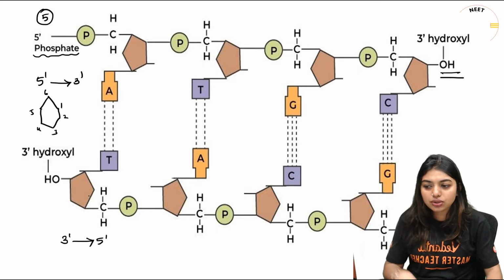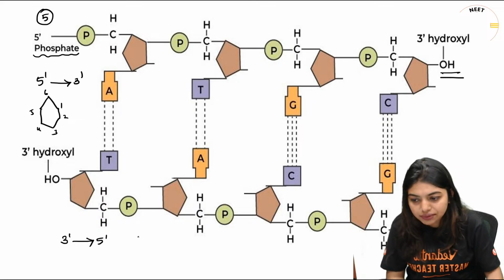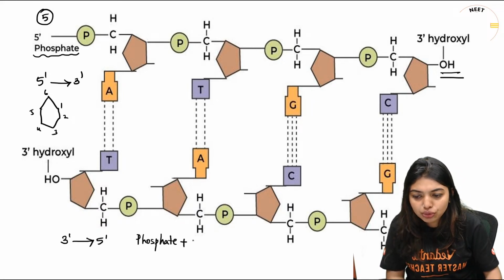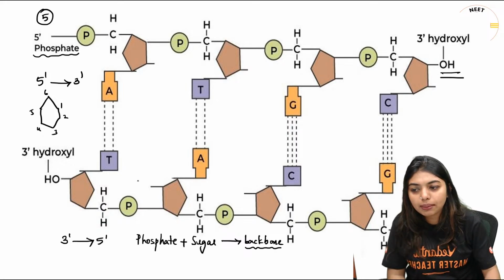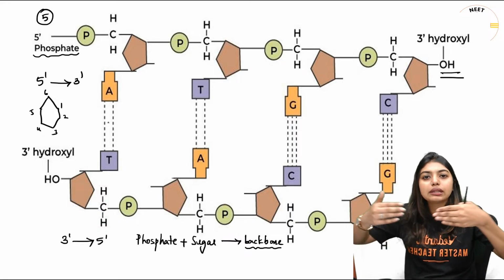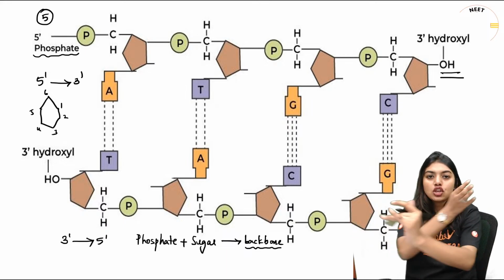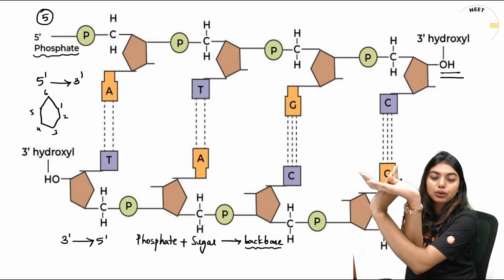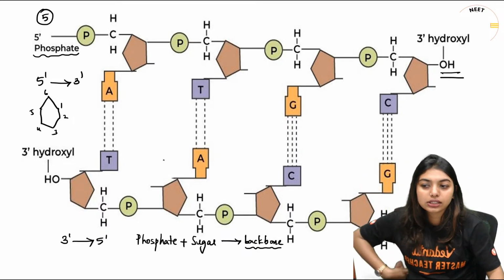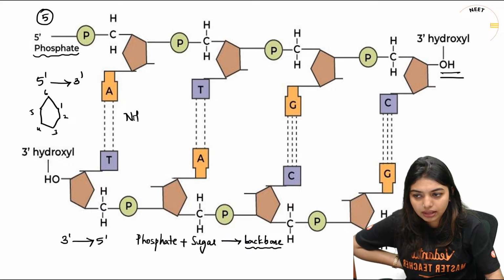So if you look here, students, like I told you, your phosphate and sugar are making the backbone. Now, if these are making the backbone, you can see these bases are protruding in between, right? They are holding it together. So, if it is a double helical structure, the middle portion is occupied by your nitrogenous bases. Yes, clear?